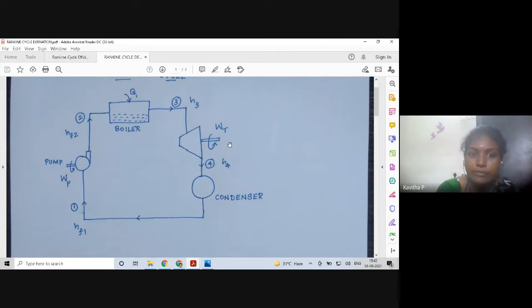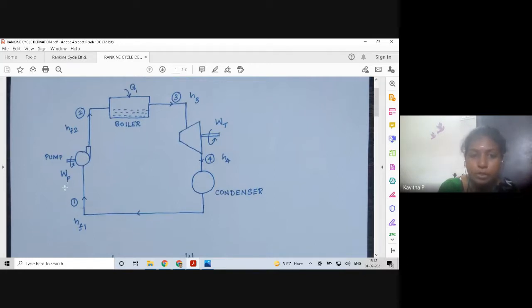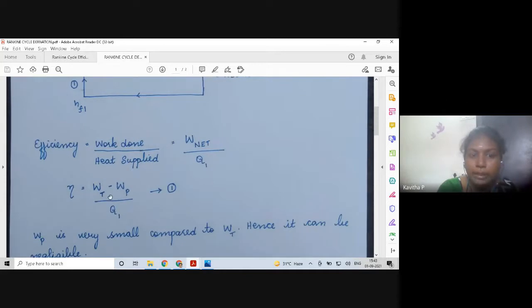So obviously from this entire system, we can understand that the work done by the turbine is very much greater than the work done by the pump. So work done by the turbine minus work done by the pump is the net work done by the Rankine cycle, divided by the heat supplied. Heat is supplied in the boiler, which is the burning of coal to convert water into superheated steam.